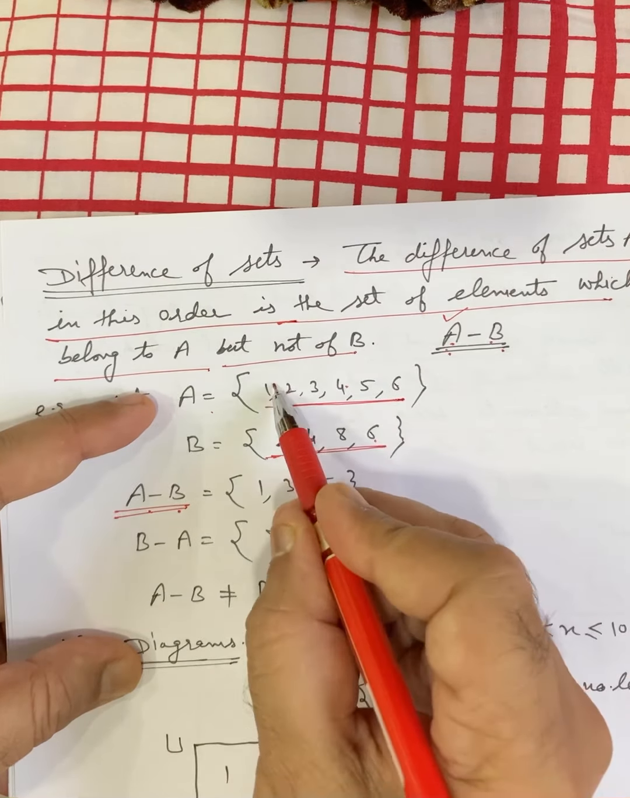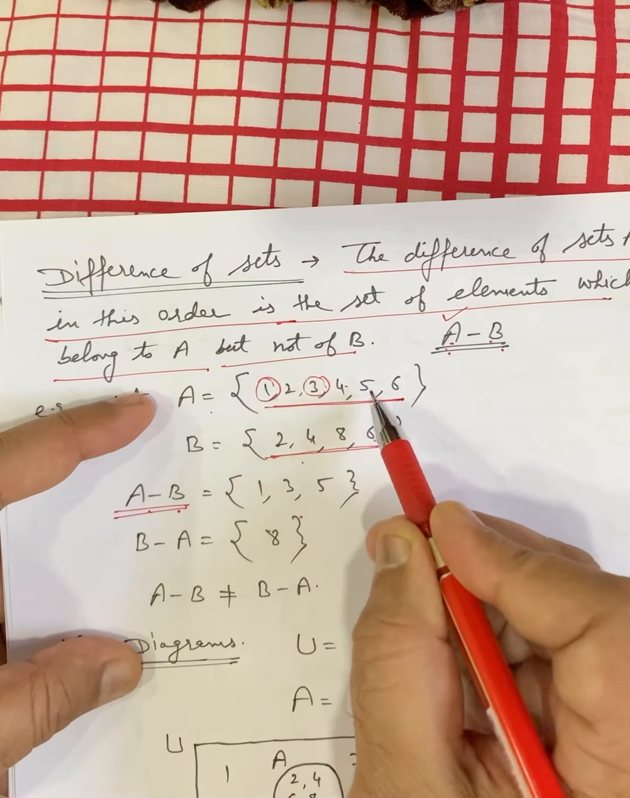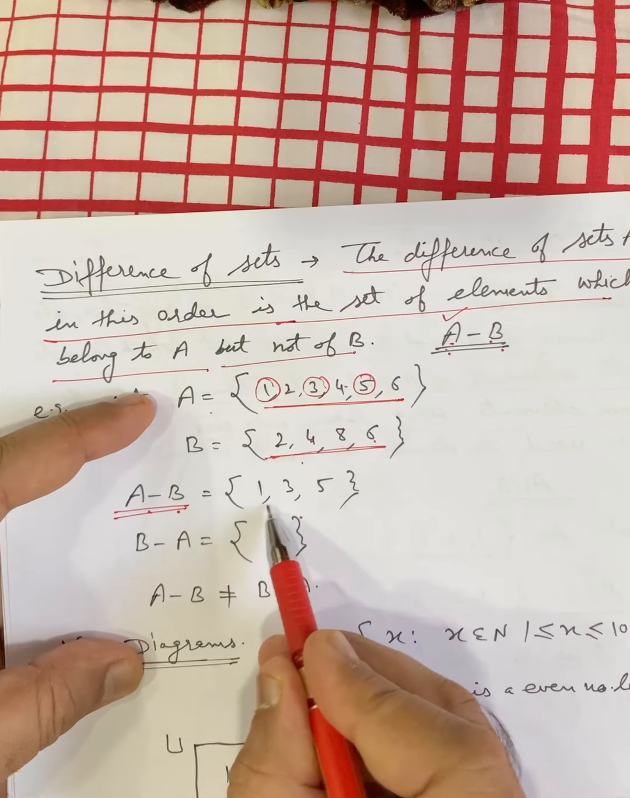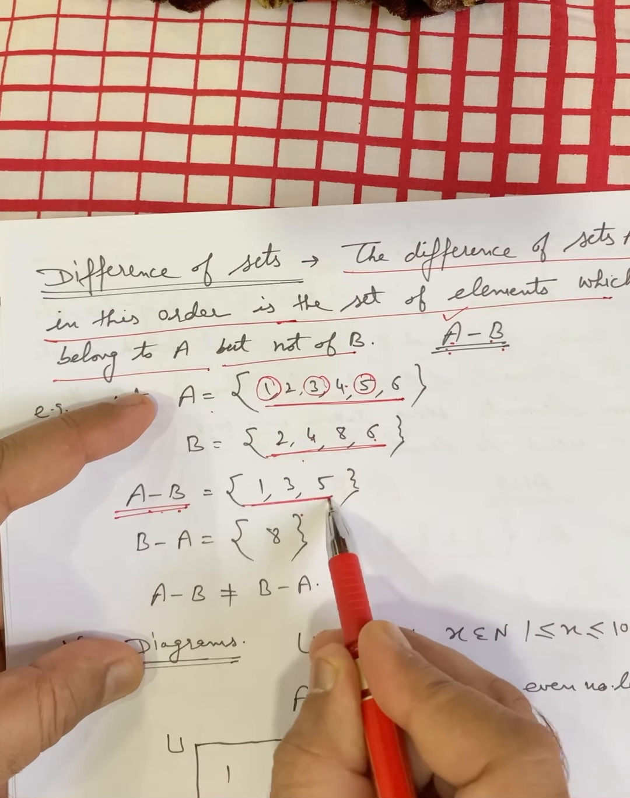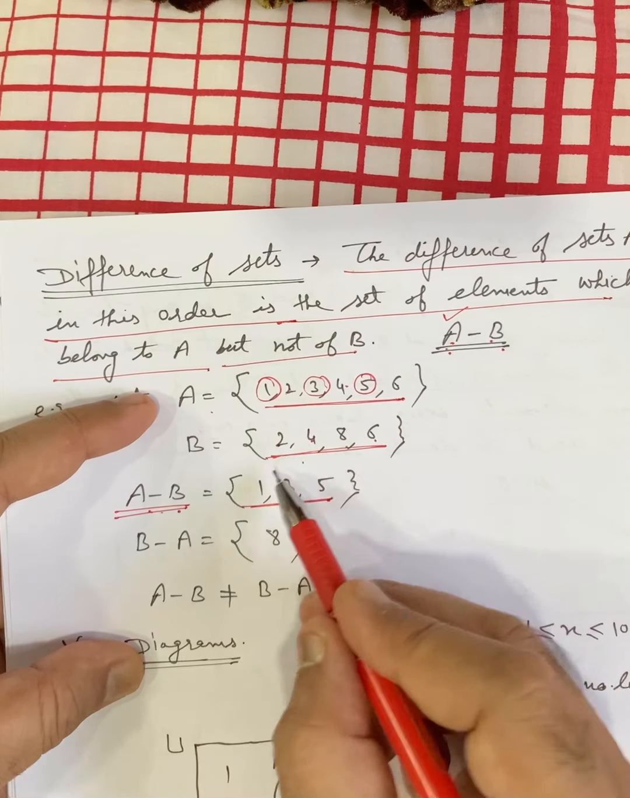रिमेनिंग एलिमेंट्स क्या होंगे? 1, 3 and 5. So that will be the difference between A and B. So 1, 3 and 5. B में भी बच रहे हैं, वो छोड़ देंगे.